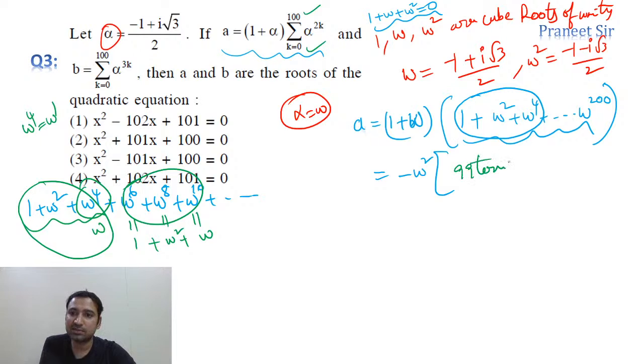99 terms, the sum of 99 terms is becoming 0. So what are our remaining terms? Omega power 198 plus omega power 200. These 2 terms are remaining.